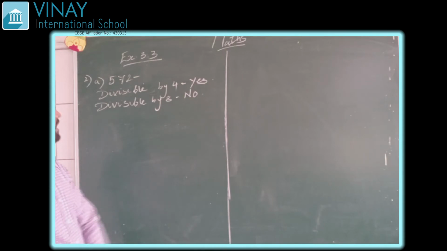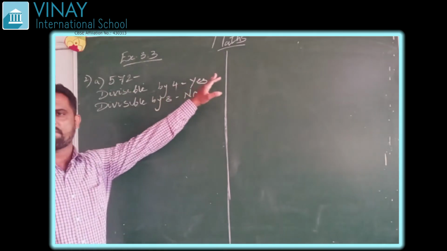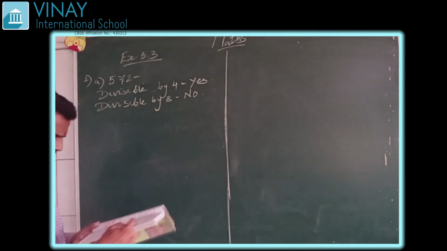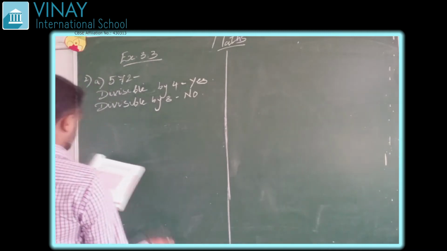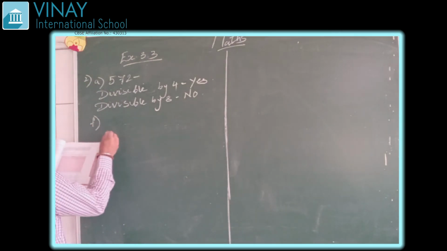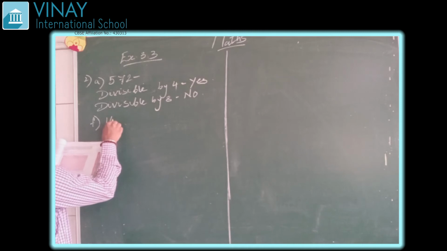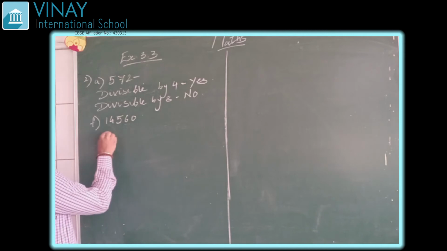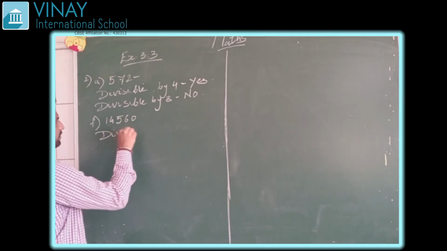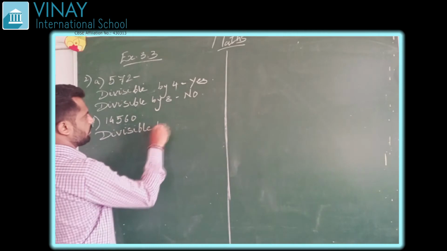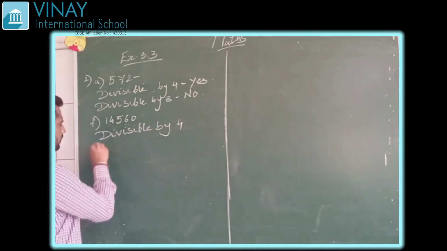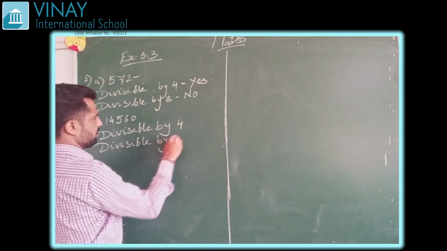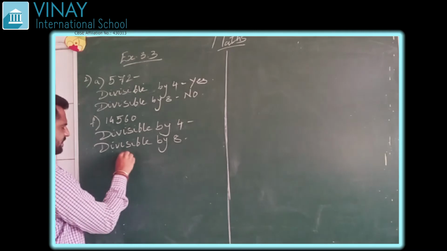So this number 572 is divisible by 4, but it is not divisible by 8. Now let us see question number F. 14560. We need to find out whether it is divisible by 4 and divisible by 8.